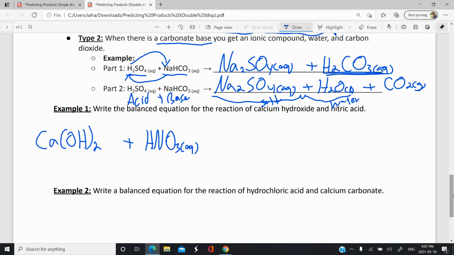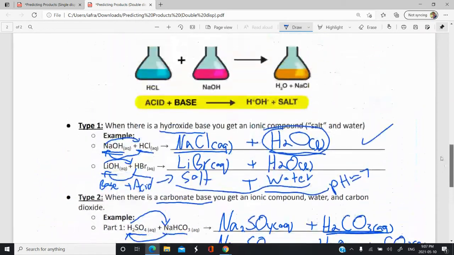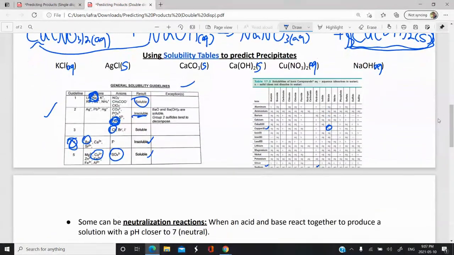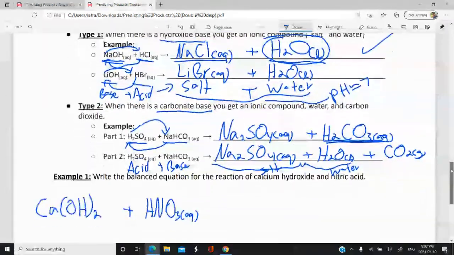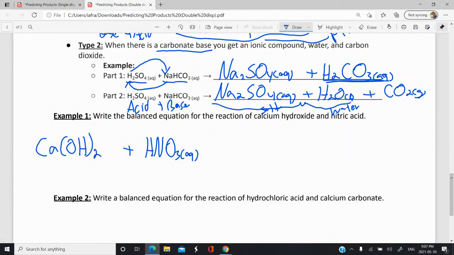Let's double check what calcium hydroxide is. Is it dissolved or not, typically? So calcium hydroxide, insoluble there, but up here, right? So this is going to be a solid over here, and that's okay. So we have a solid here. It's insoluble. And let's see what happens at the end once we do our double displacement.